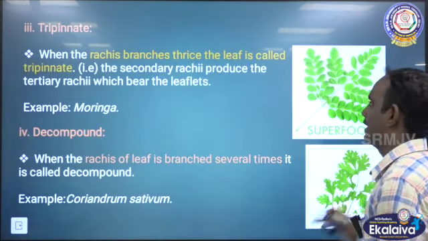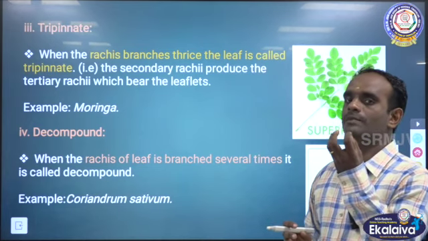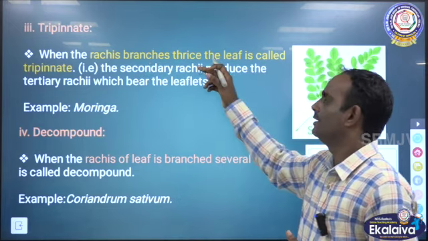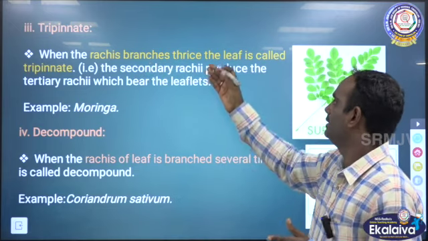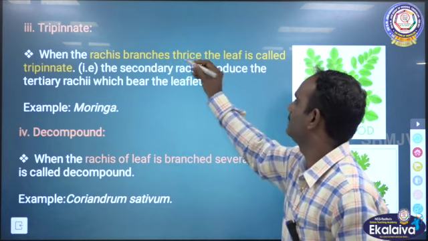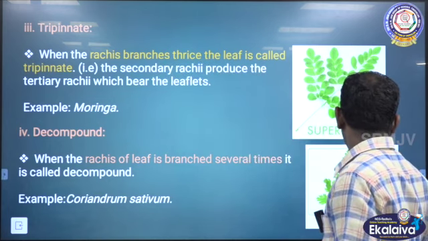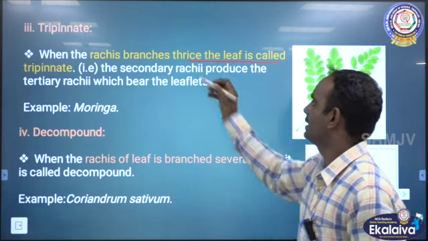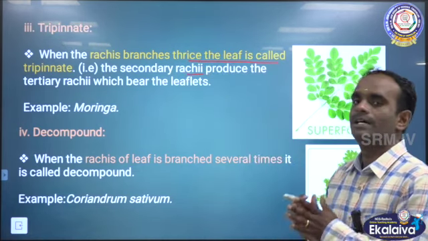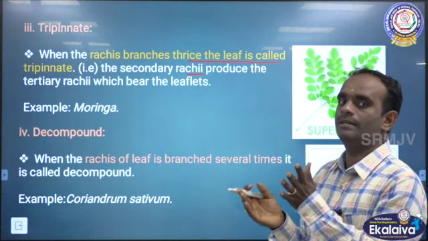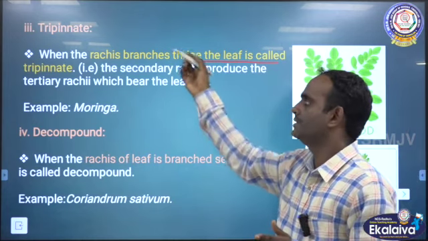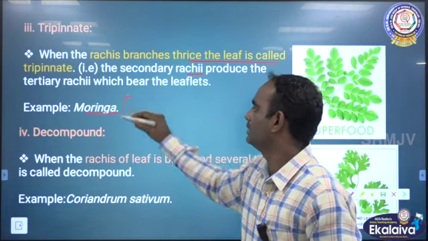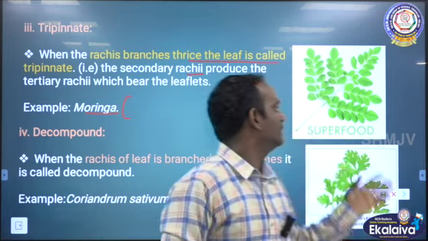Next one is tripinnate. Tri, from the name itself you can understand this concept, tripinnate. The rachis branches thrice, the leaf is called tripinnate, that is, the secondary rachis produces the tertiary rachis. Then it is said to be tripinnate. It is seen in the moringa. Moringa is nothing but drumstick leaves. See the picture here, children.